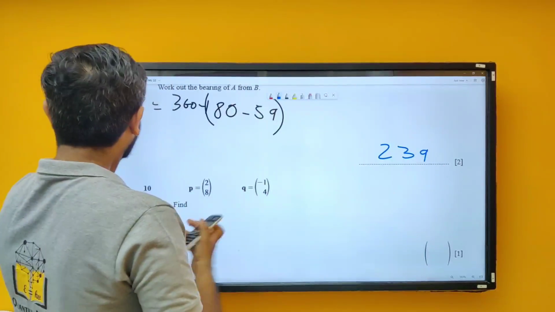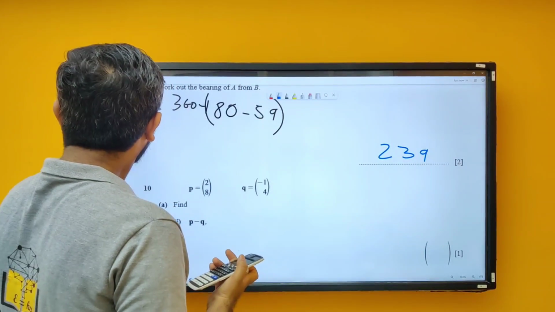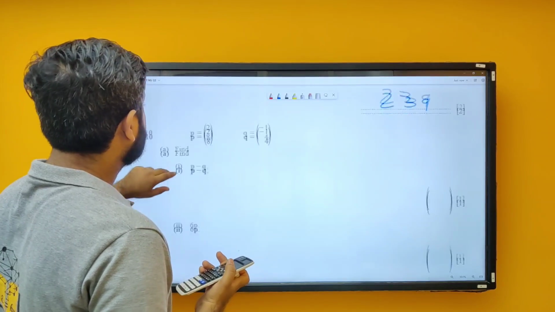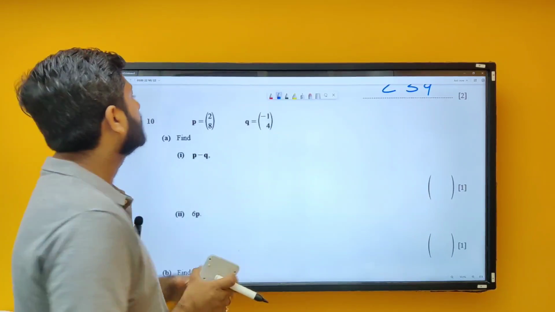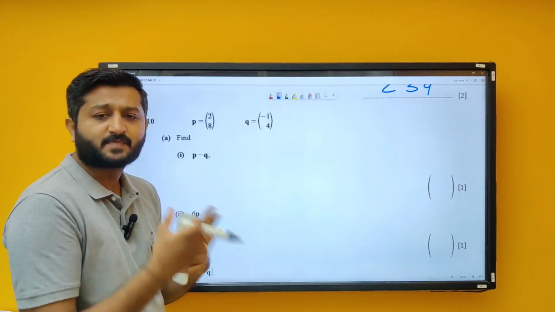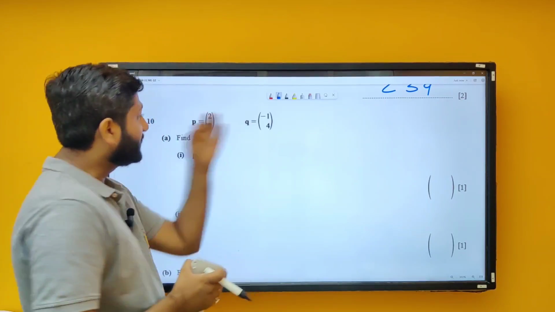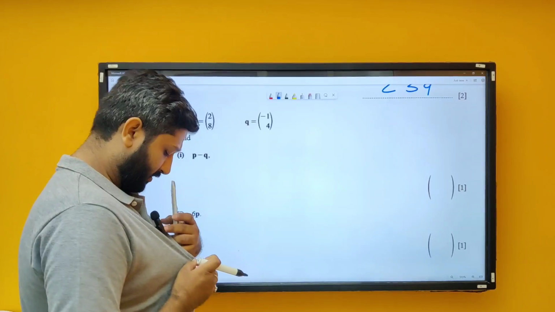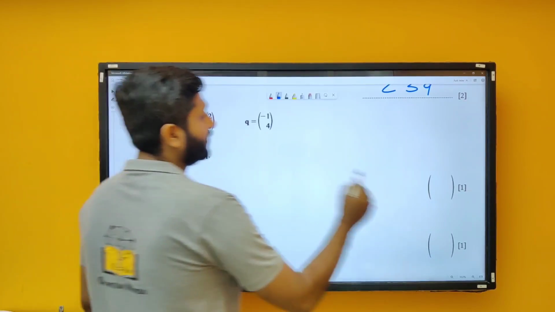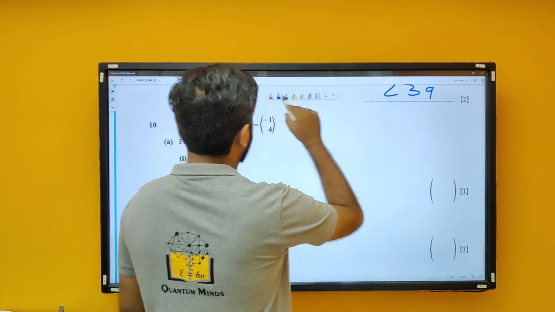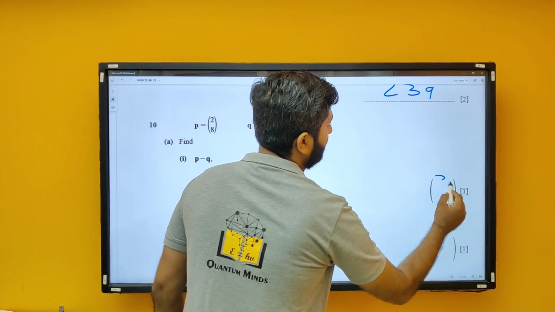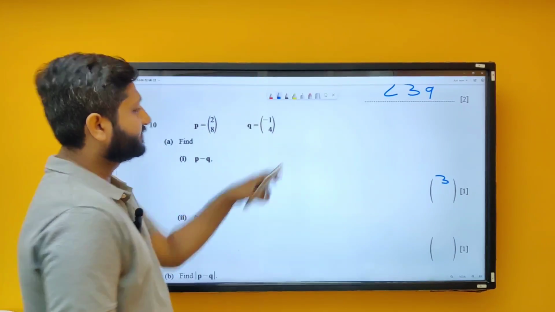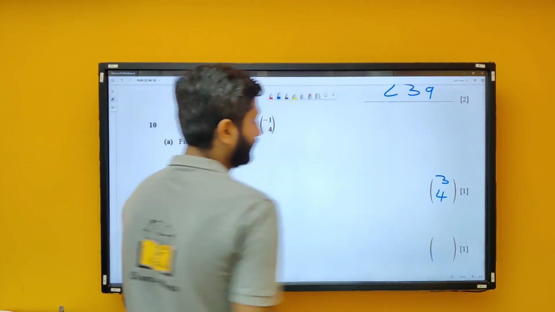239. Next question. Question number 10 says P is the column vector 2, 8 and Q is the column vector minus 1, 4. I'm supposed to find P minus Q. P minus Q means 2 minus of minus 1, which is, oh sorry guys, 2 minus of minus 1 is 3, 8 minus 4 is 4.